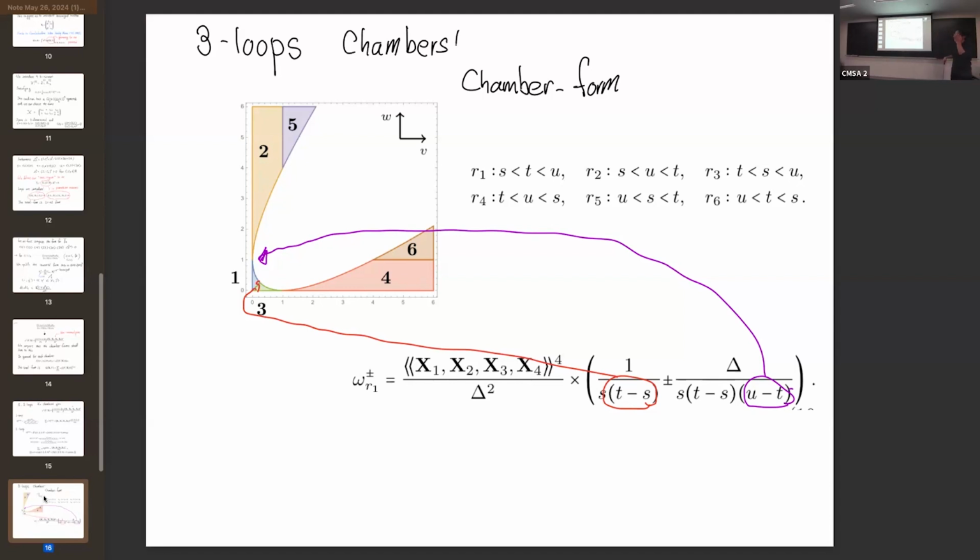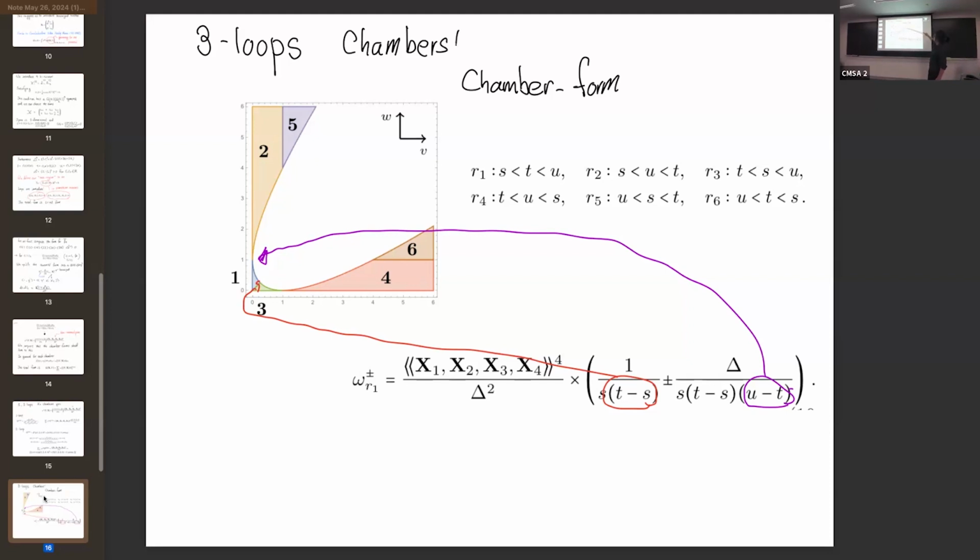So here at 3 loops, we have 6 chambers, and you can compute the chamber form now. The chamber form is now going to be distinct. Of course, the sum of the 6 chamber forms is going to reproduce my original tree chamber form, which you can check that it indeed does. Moreover, the chamber form reflects the boundary of the chamber. For example, this is the R1 chamber, which is here. This is the chamber form associated with it.